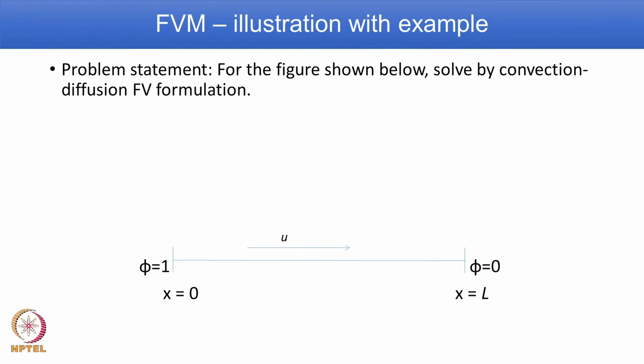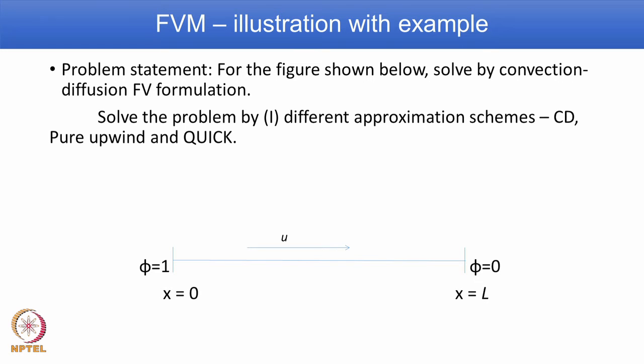Now, let us look at this problem statement once again. For the figure shown below, solve by convection diffusion finite volume formulation. So, in this figure there is convection as well as diffusion for the problem. The boundary condition is defined on the left side, at x equal to 0, phi equal to 1, and on the right side, at x equal to L, phi equal to 0. Now, the flow is from left to right, hence it is only positive. So, in the generic coefficient it will be considered accordingly.